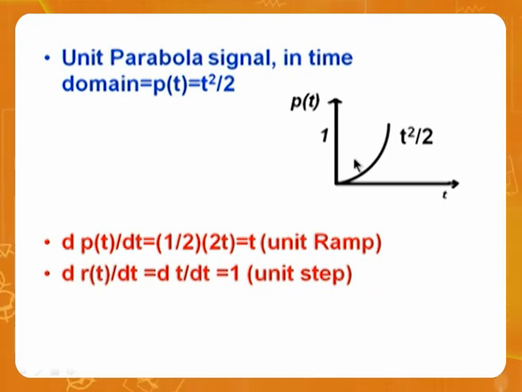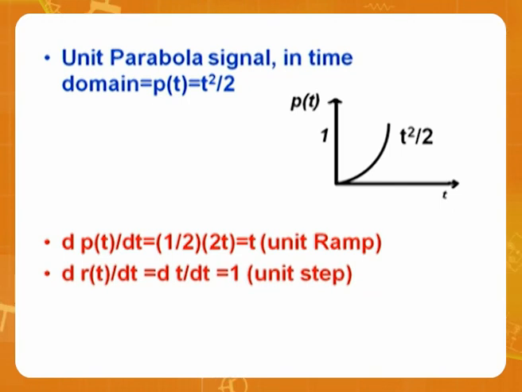Now I am going to make some mathematical operations. Suppose I differentiate the parabola, what will happen to t square by 2? Differentiation of t square is 2t, the 2 and 2 cancel, and it comes as t. That's called unit ramp. So differentiation of parabola is ramp. Then differentiation of r of t, that is t, d t by dt is 1. We call it unit step.